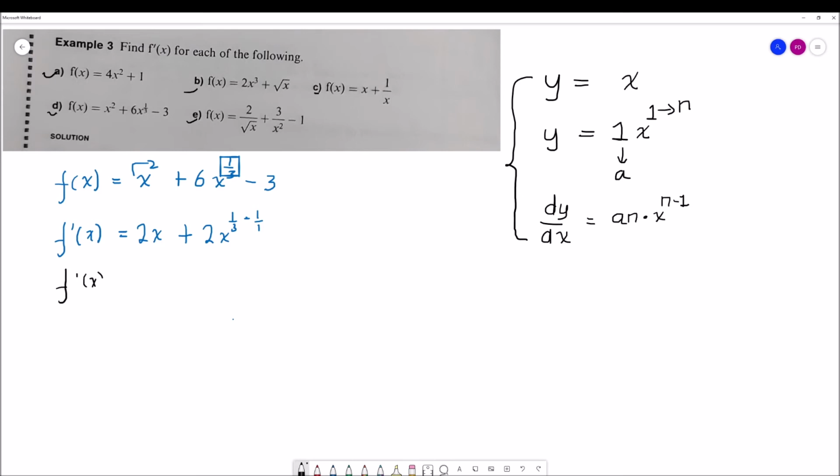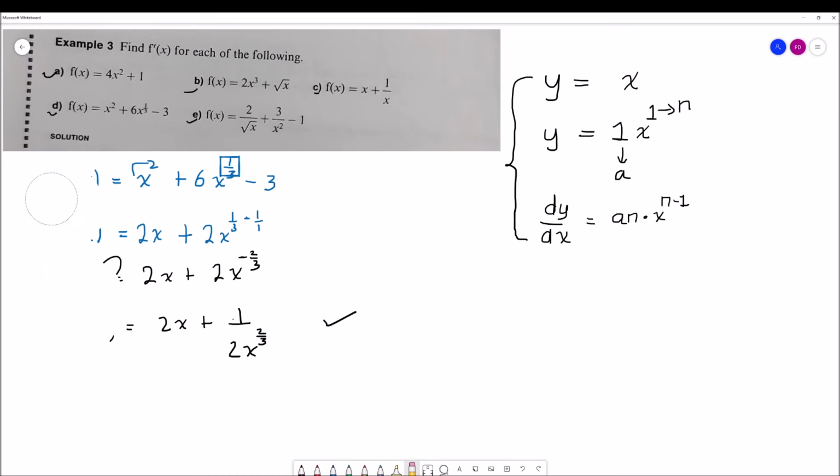F prime of x is equal to 2x plus 2x to the power, we can easily say that it is minus 2 over 3. So we can say f prime of x is equal to 2x plus 1 over 2x to the power positive 2 over 3. And we are done. That's all. Now let's move to our last equation and see what we can do.